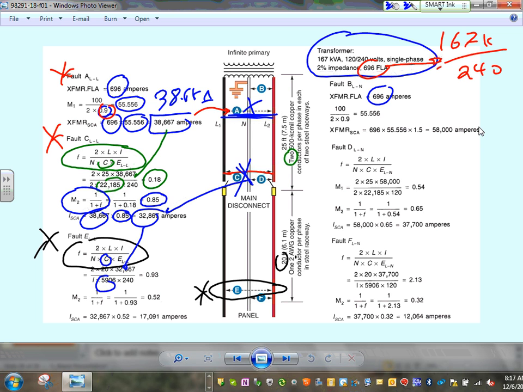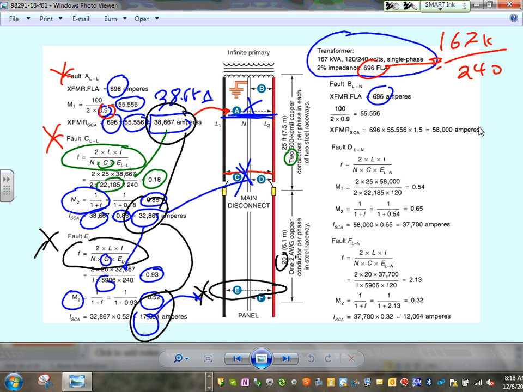Find the F factor, bring in the M2 factor. That will knock it down again to 0.52. So gentlemen, by the time you reach this point, you are sitting at 17.9 thousand. I can't emphasize this enough. We started with this value right here, we knocked it down to this value, and we knocked it down again to this value.